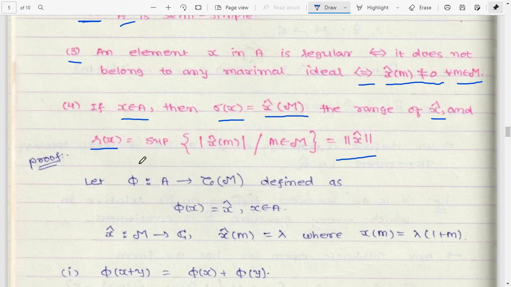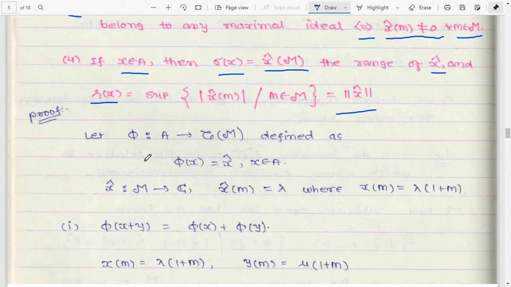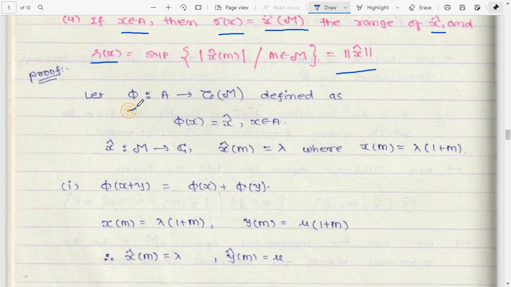Now we see the proof of the theorem. Let the function phi be defined from A to script C of M as phi of X equal to X cap, where X belongs to A, and X cap is a function from script M to script C, X cap of M equal to lambda, where X of M is equal to lambda into 1 plus M.